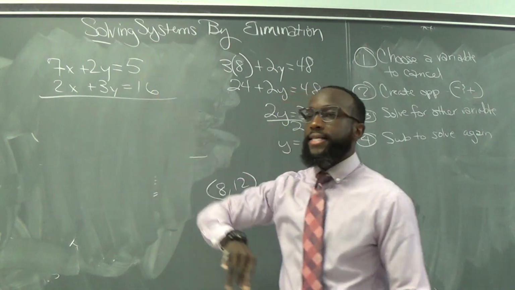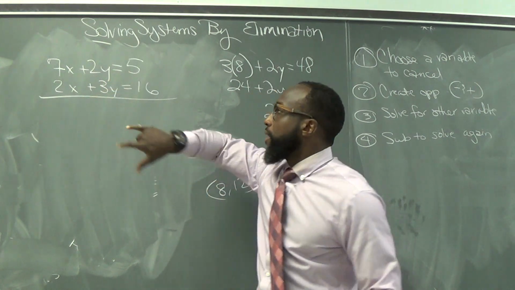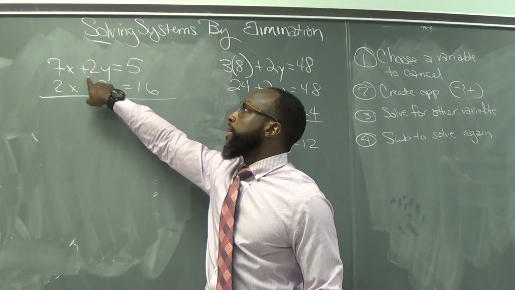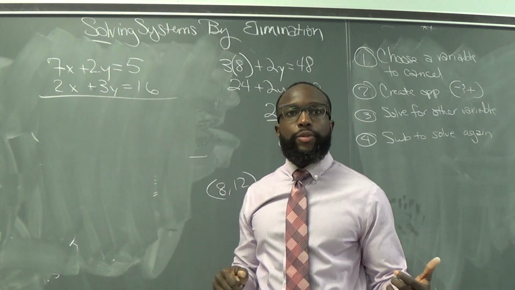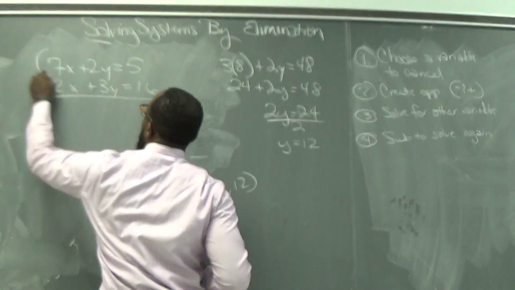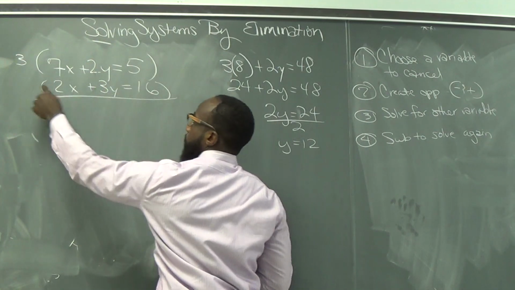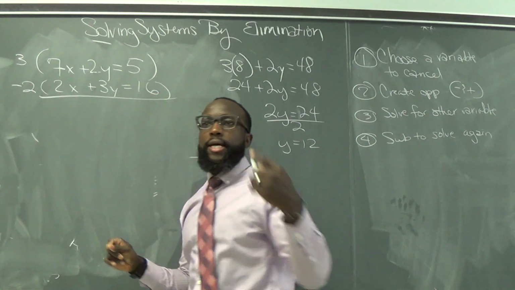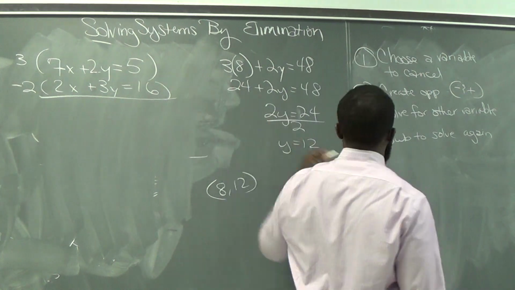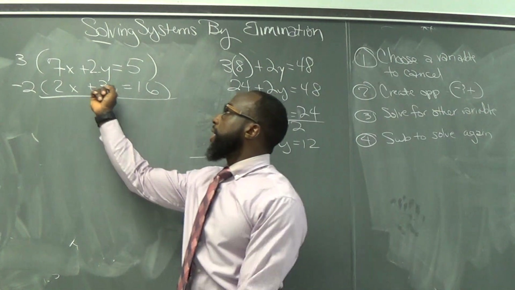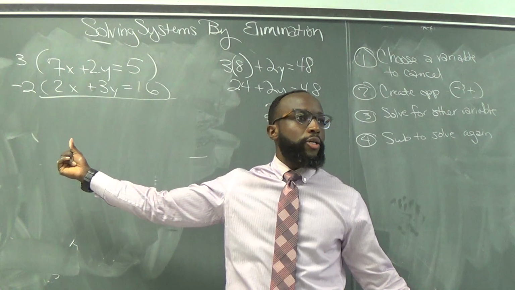If we want to cancel the y's out in this particular problem, we're going to have to change both equations. We have to figure out the least common multiple between 2 and 3. It's 6. So we're going to multiply this one by 3 and this one by -2, because we chose a variable to cancel, the y, and then we have to create an opposite. So one of these has to be +6, and one of them has to be -6. We all good with that so far? Let me know you're good.